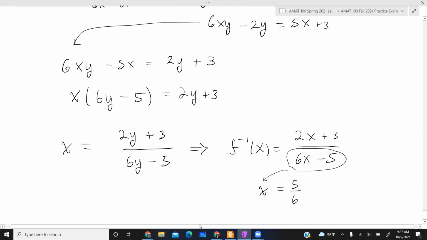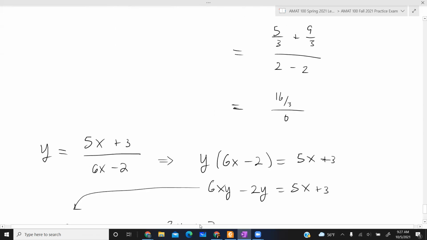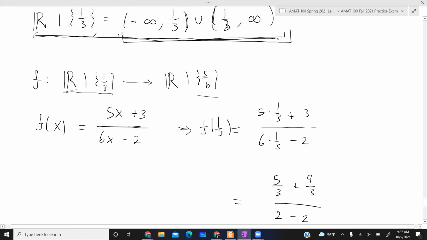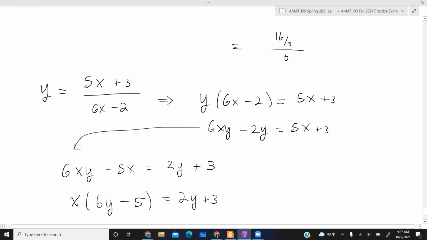It's not defined at 5 over 6, because that will give me division by 0. Look, that's exactly the point we had to subtract out. Remember, if a function has an inverse, the domain of f is the codomain of f, which is the domain of the inverse.